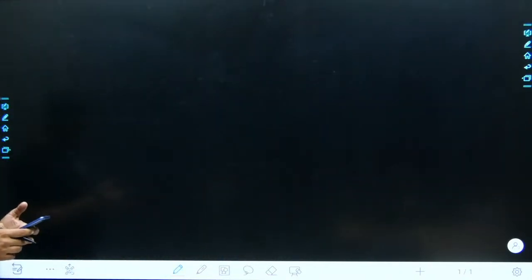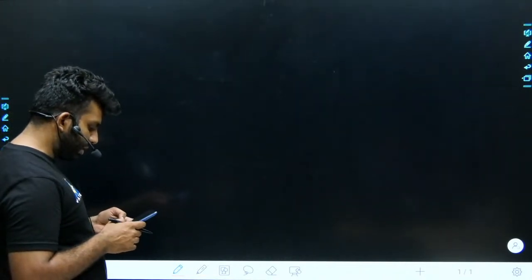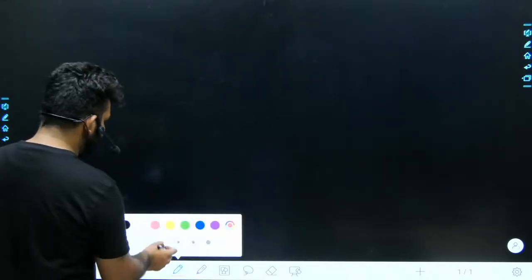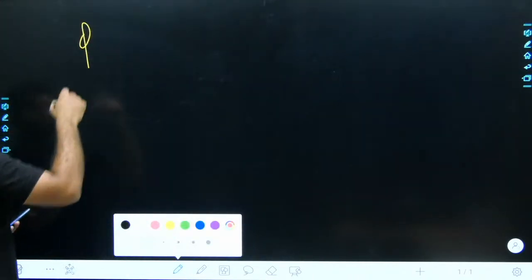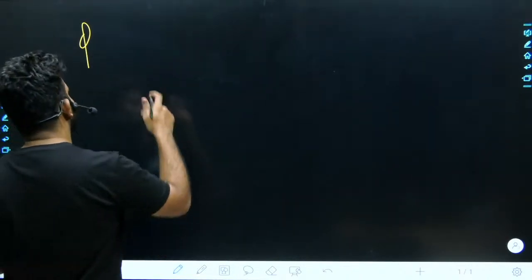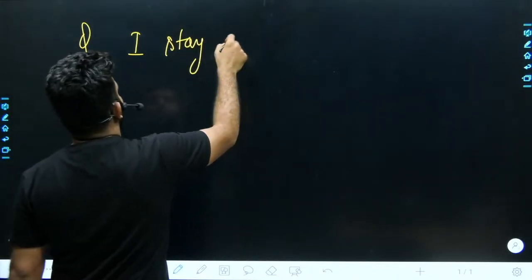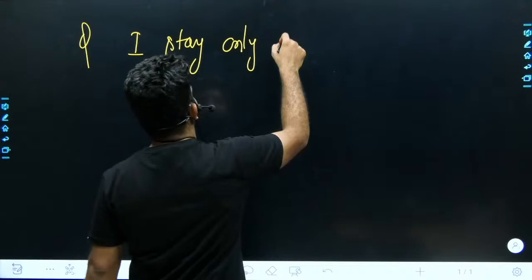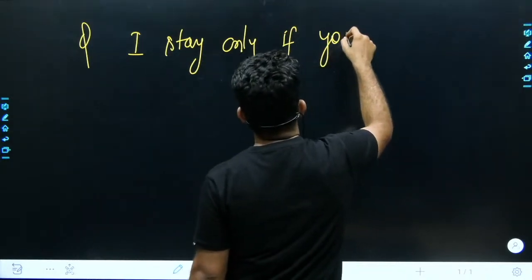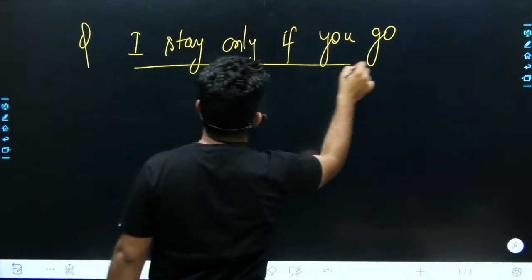So one is a very basic expression I'm going to take over here, and you need to tell me. Let me write the question over here. The question says, I stay only if you go. So this is the statement, this is the assertion given to me.